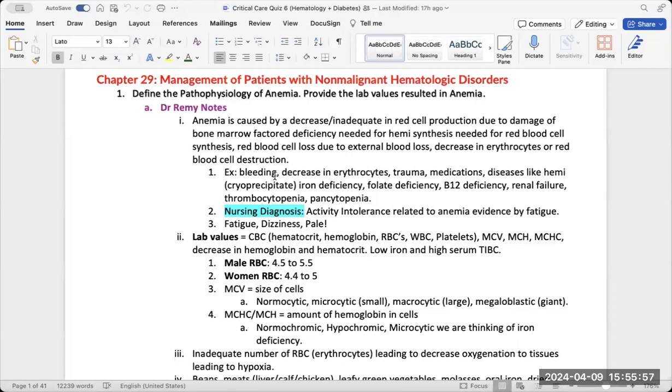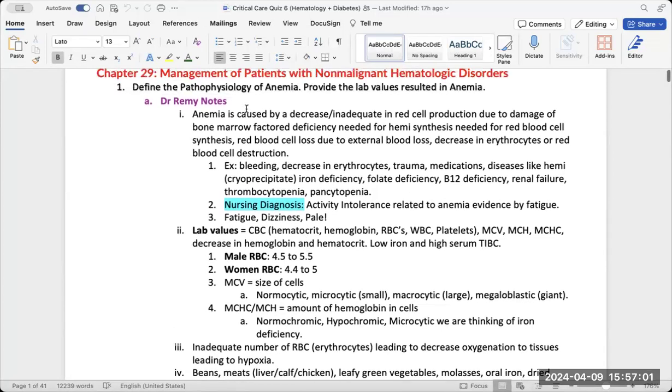But mentioning bleeding, or menstruating, which is what women do, one of the reasons why people can become anemic is through blood loss. That's one way in which we can decrease those values and go into anemia. But anemia simply means there's any sort of decrease or inadequacy in red blood cell production. That could be due to the bone marrow being suppressed. She also said that it could be a deficiency in heme synthesis, which is needed for red blood cell synthesis. It could also be due to red blood cell loss from external blood loss, like we said, bleeding, or a decrease in the number of circulating erythrocytes, which also just means red blood cells, like if they are being destroyed, which would be an example of hemolytic anemia.